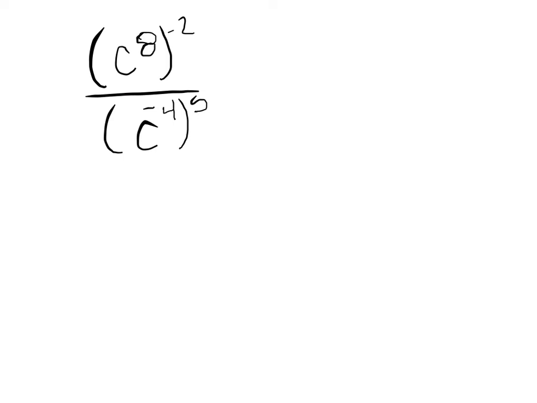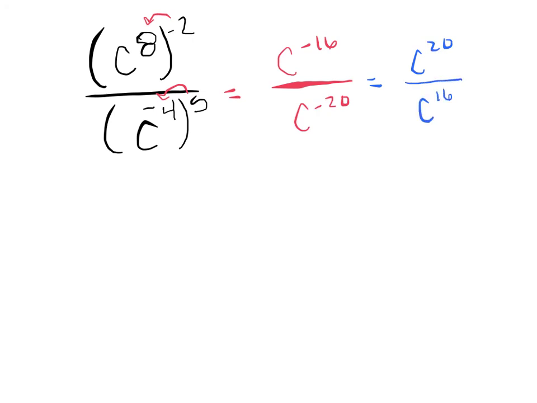I'm going to choose to deal with the parentheses aspect first. I'm going to multiply. So we can say that this fraction is c to the negative 16 over c to the negative 20. I have negative exponents. I want to get rid of those, so I'm going to flip-flop in this case since everything is negative. C to the 20 now is in the numerator. C to the 16 now is in the denominator.